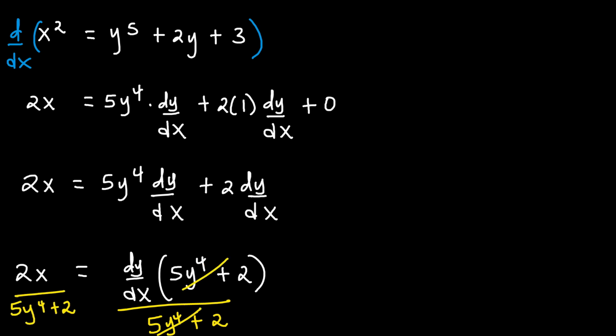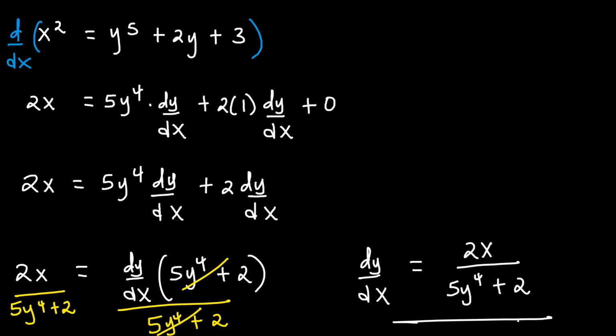This will cancel with that. And so we shall have dy divided by dx equaling 2x divided by 5y to the power of 4 plus 2. And that's our answer. Now you try out this.